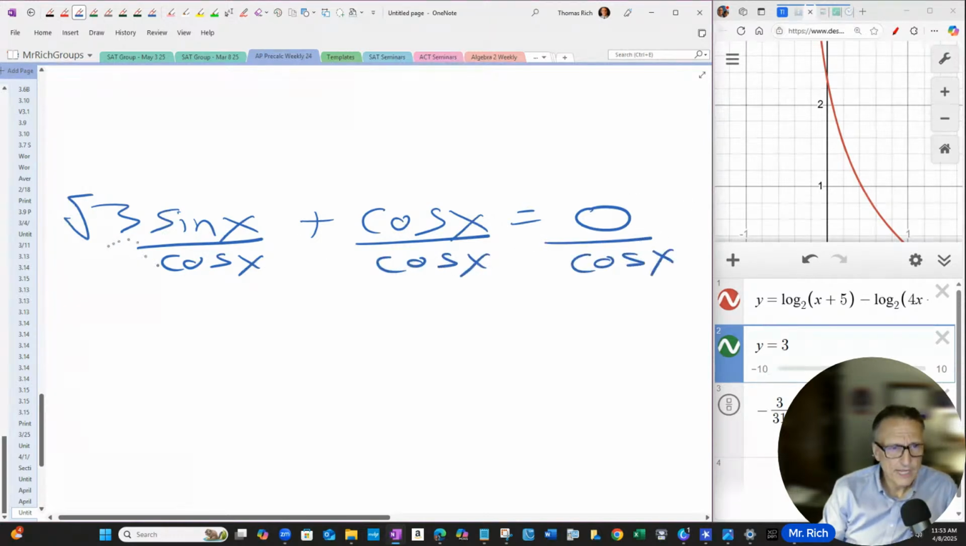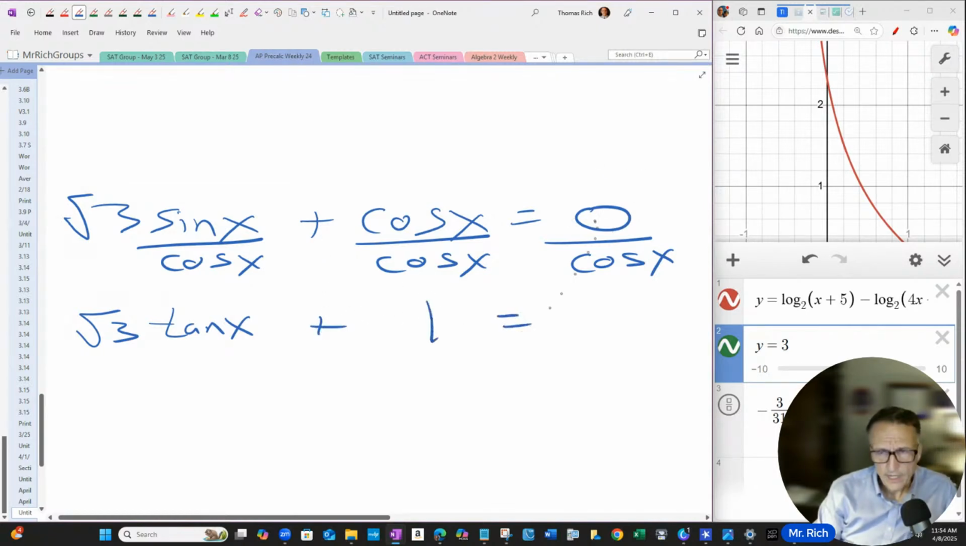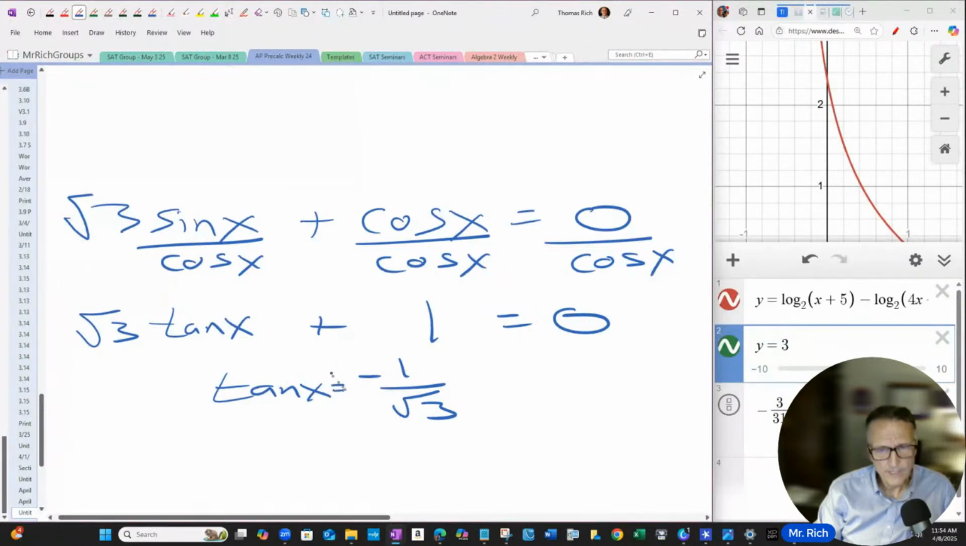Like that, because what that's going to give me here is root 3 times tangent x, using the trig identity of sine x over cosine x being tangent. Cosine x over cosine x is 1, and this is going to be 0. All right, now I'm going to solve for tangent x. I will subtract 1 and divide by root 3. So I'm going to get negative 1 over the square root of 3. And this is tangent of x is equal to negative 1 over the square root of 3.